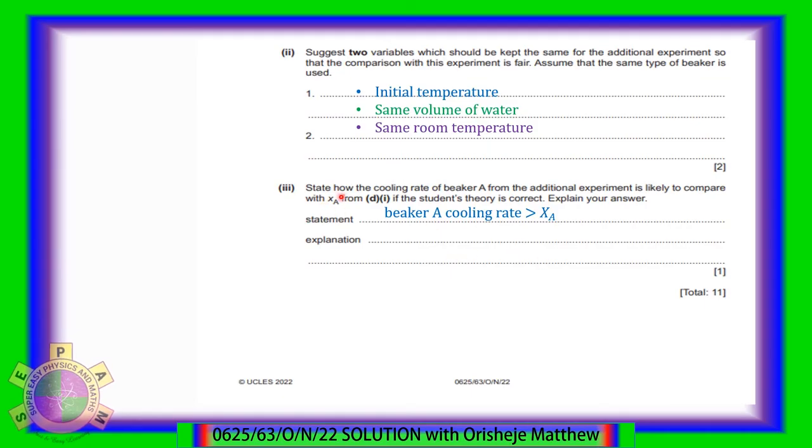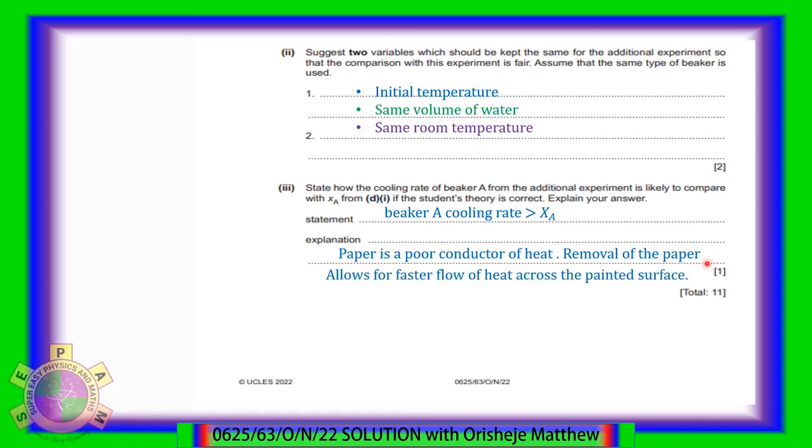Now, state how the cooling rate of this will compare with that of B. For the new experiment, you have removed the cover. The first one there is covered, so this one you have removed the cover. What will be the difference? The one without cover should have a higher cooling rate than the one that has paper covering it. The reason is that paper is a poor conductor of heat. So the removal of the paper allows faster flow of heat across the painted surface. That's why the cooling rate of the painted container is higher.